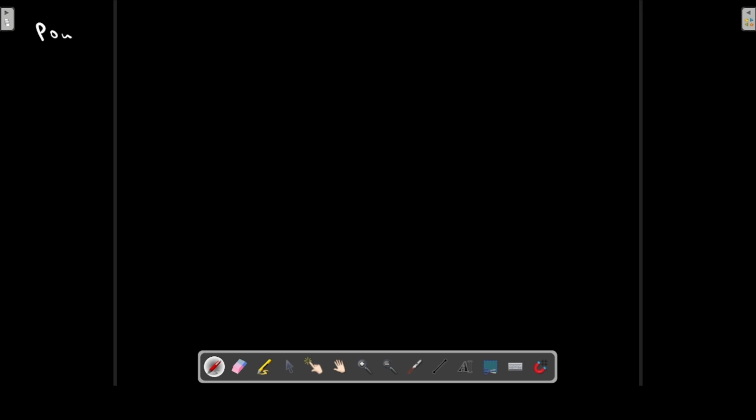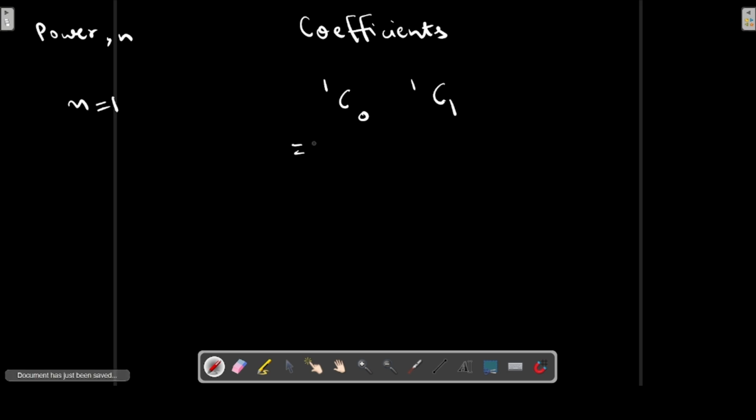is the power. What is your power or the n? And here are its coefficients. If your n is 1, what will it be? It will start from 1C0, 1C1. So 1C0 will be equal to what? 1 factorial upon 0 factorial, 1 factorial, and that's precisely your 1.